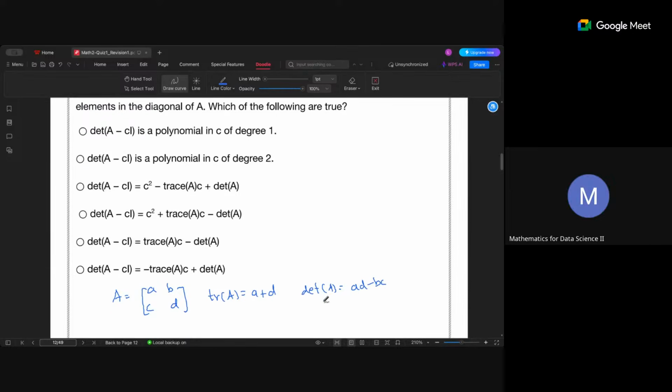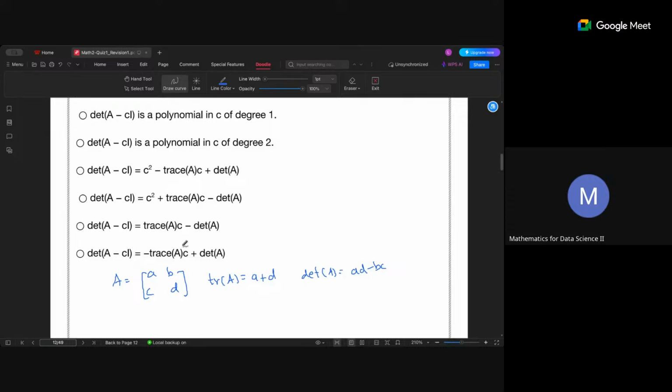Now let us consider a different notation, because A, B, C, D is a bad option, since the C is given in the question. Let me take A1, A2, A3, A4, so I don't confuse it with this C. So trace is A1 plus A4, and determinant is A1 A4 minus A2 A3. Now what is A minus CI? A1 minus C, A2, A3, and A4 minus C.